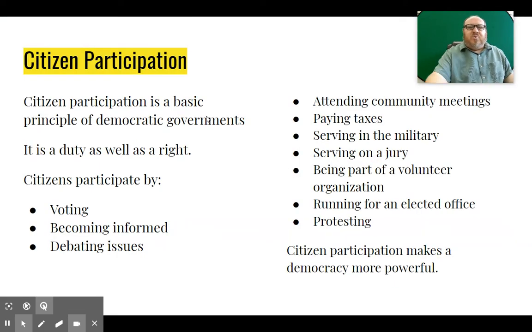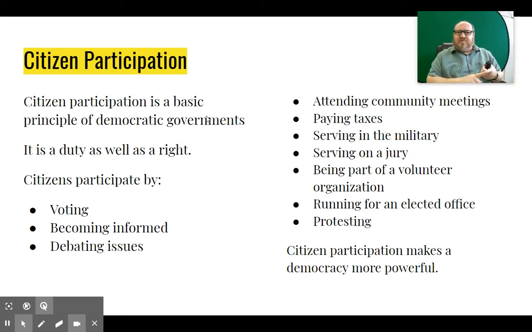Number one point that is very important, I'm going to adjust my camera here a little bit. There we go. Number one point is citizen participation. It's a very, very basic part of democratic government. Without citizen participation, you don't have a democracy at all. It is a right that people have to participate in government, and there's a lot of ways you can participate in government, as you can see. But it's also a bit of a duty.